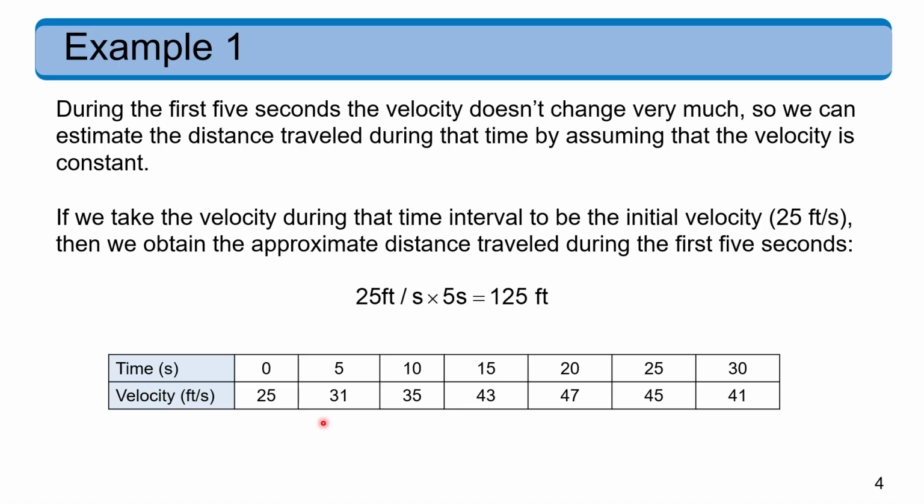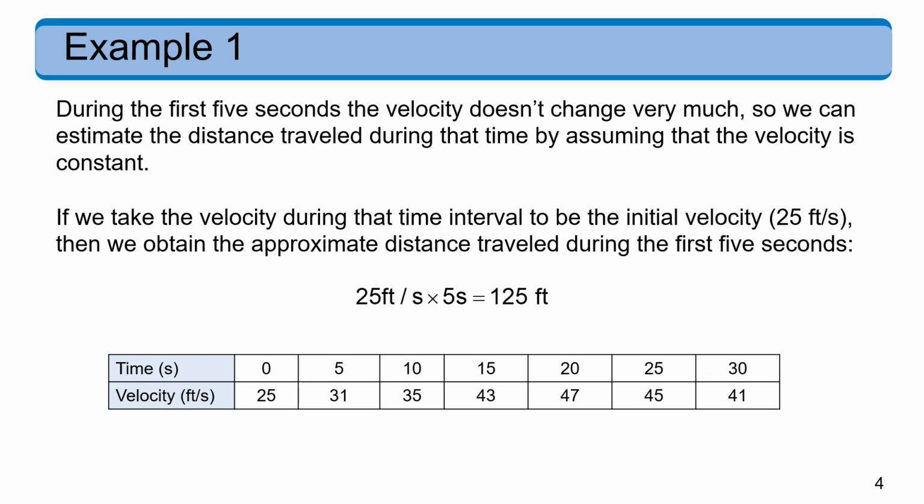So what we're going to do is assume that the velocity stayed constant during that 5-second interval. By assuming it's constant, we can use our formula distance equals velocity times time. Now, what constant are we going to use, right? We could use 25, we could use 31, or we could use any number in between. All of those would be reasonable estimates for assuming the velocity stayed constant during that time. But we're going to choose right now to use the starting velocity and just assume it stays at that velocity the entire 5 seconds. So that's our assumption here.